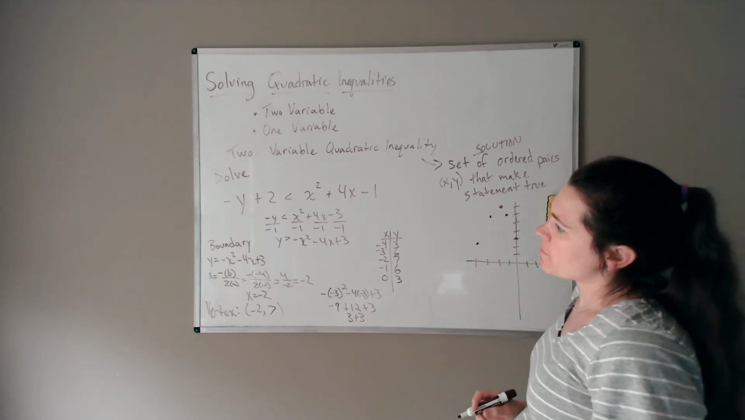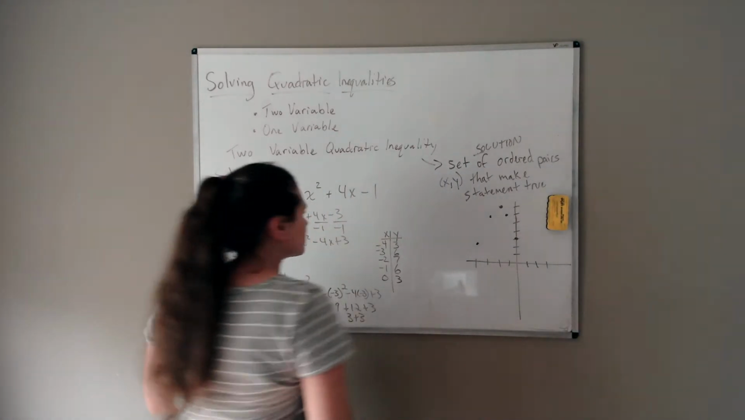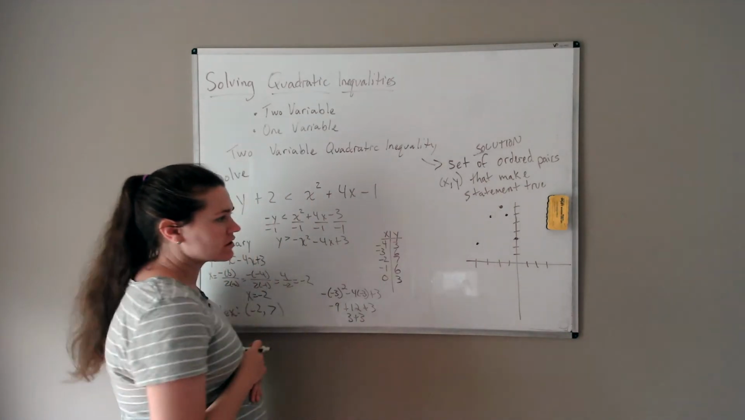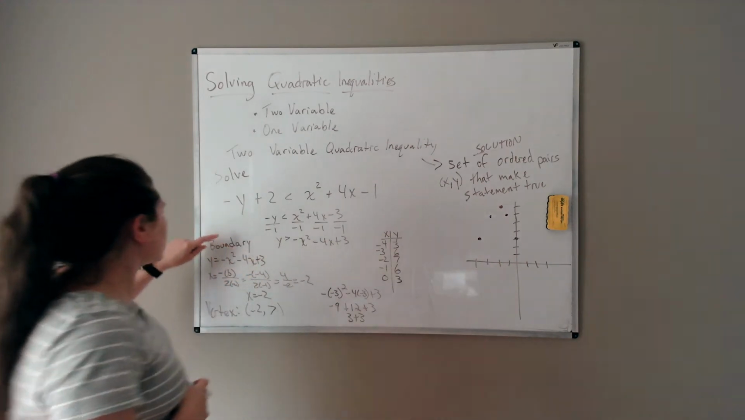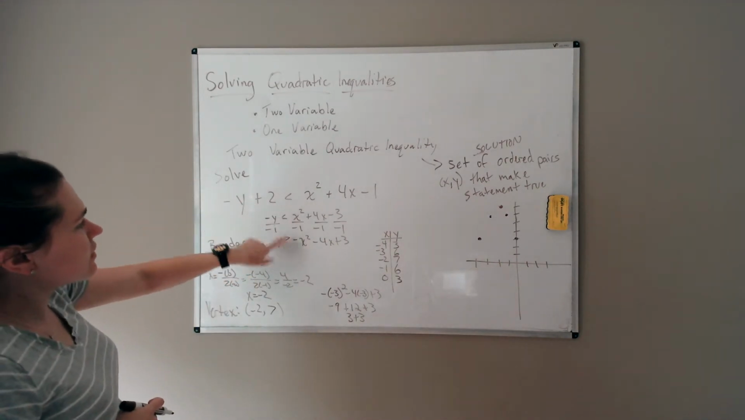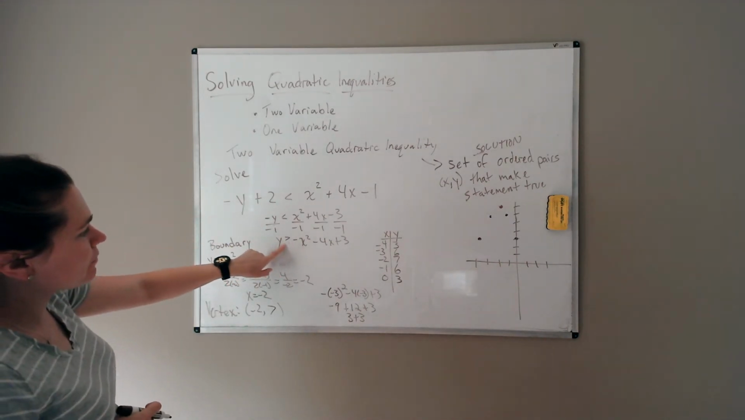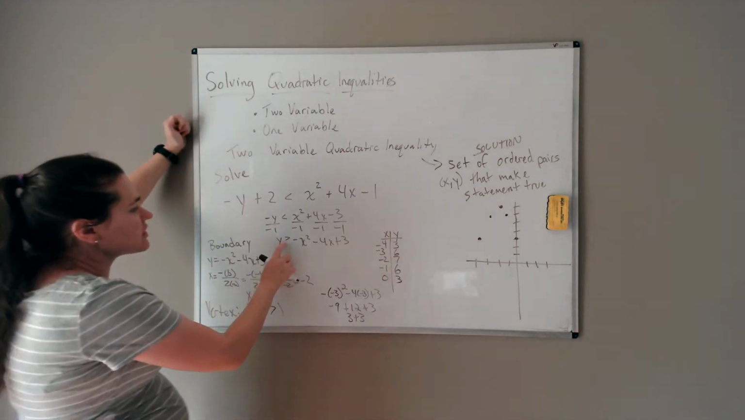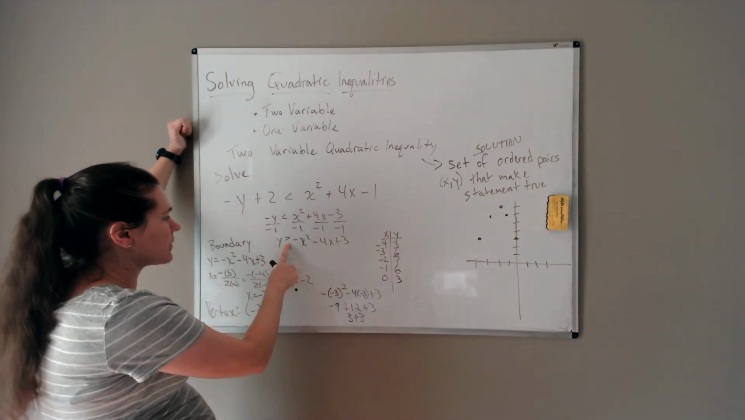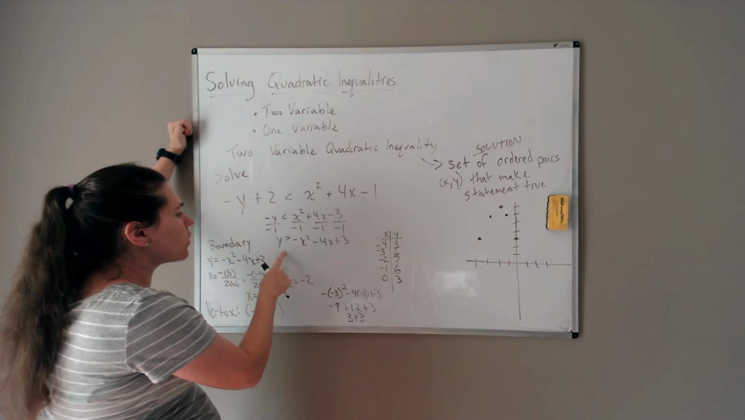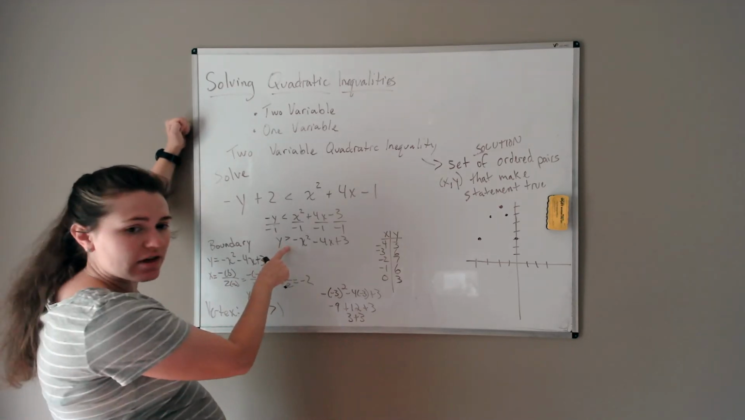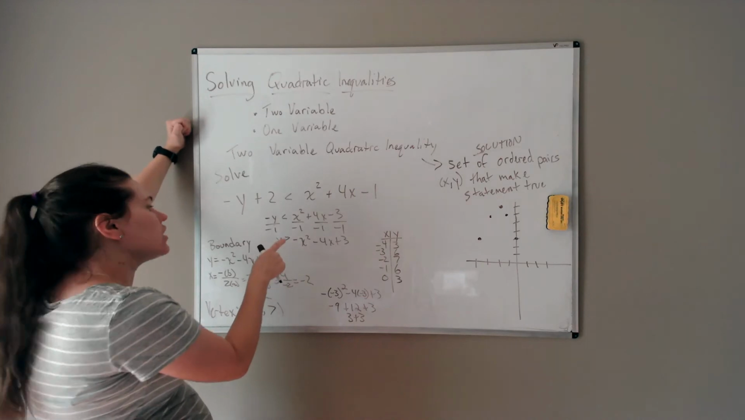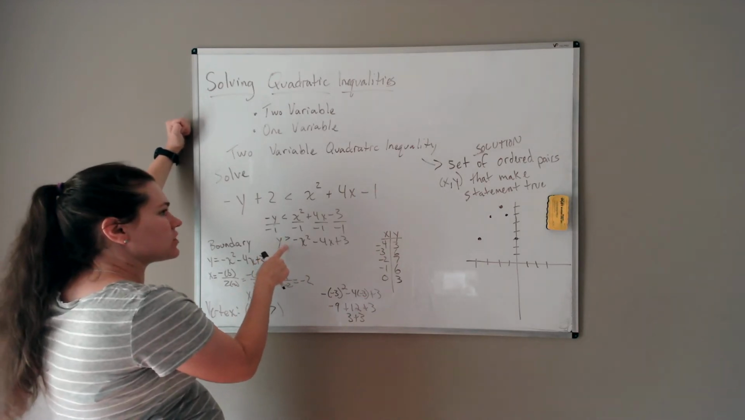So now when you make your boundary, you have to decide, should this boundary be dashed or should it be solid? Okay, so let's look. In the statement, you can look at this statement or this statement. Is this symbol, is the left allowed to equal the right? No, it can only be greater than, not greater than or equal to. So the boundary is not part of the solution.